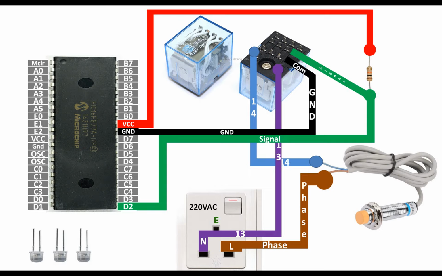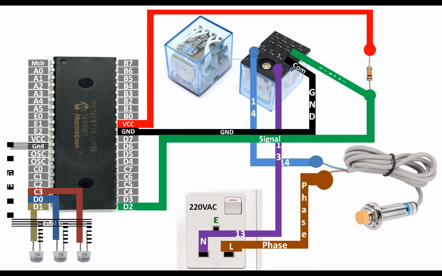Now, to display the output, I am going to use these three LEDs. I connect one LED at D1, the second LED at D0, and the third LED at C3. So they are pin numbers 18, 19, and 20. The smaller pin of the LEDs will go to the ground. You can use a 220 ohm or 330 ohm resistor here as well, but for the microcontroller the current is low, so you do not need it. So in this way our connections are complete.